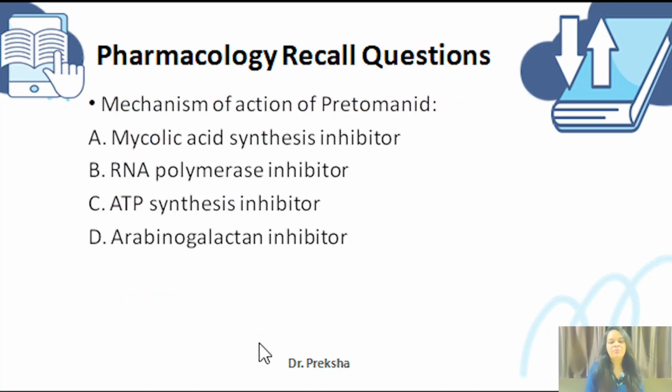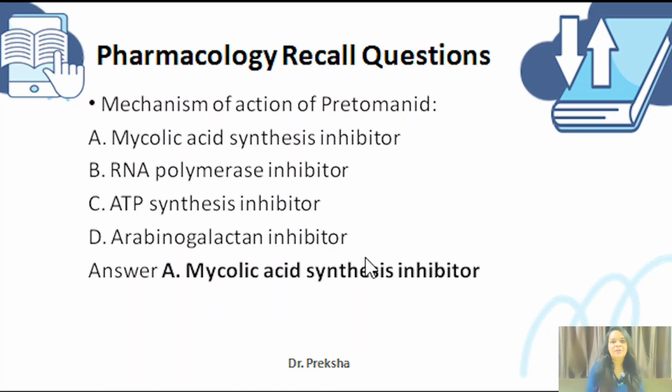Mechanism of action of pretomanid: mycolic acid synthesis inhibitor, RNA polymerase inhibitor, ATP synthesis inhibitor and arabinogalactan inhibitor. So answer here is mycolic acid synthesis inhibitor. This I have already covered in my previous video, Most Expected Antibiotics and Antiviral INICET exam part 3, that you can watch. So this is a very easy question. Many drugs are mycolic acid synthesis inhibitors. So this was the mnemonic I had given in that video. So this was also a very easy question.